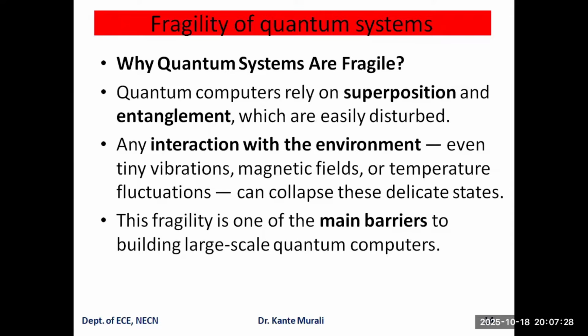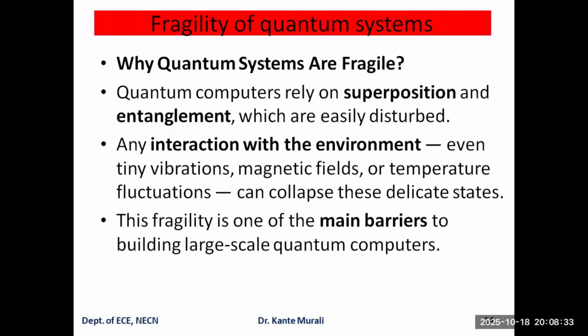Now let us go to the next topic, fragility of quantum systems. Let us talk about why quantum systems are so fragile. As we discussed in previous chapters, quantum computers are very sensitive and delicate. They rely on superposition and entanglement, which are very delicate properties that collapse when disturbed. Even a teeny vibration, a stray photon or a small change in temperature can destroy these quantum states.